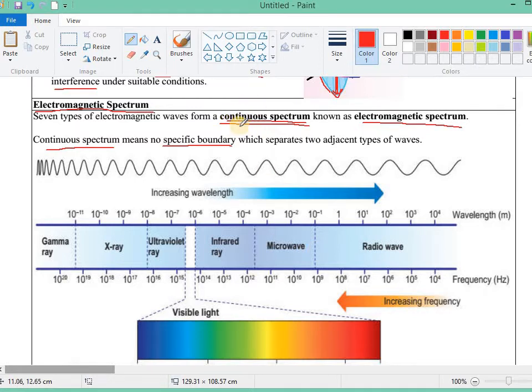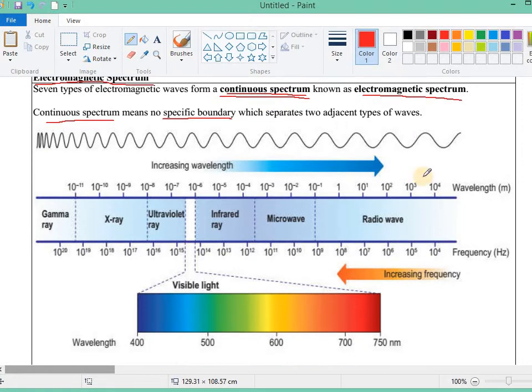So that is what it means by continuous spectrum, and continuous spectrum also means that it can be any frequency and any wavelength. That means there are infinite decimals for the frequency and for the wavelength. The frequency can be 100.1 hertz or 100.11 hertz or 100.111111111111 hertz. So that is what we call continuous spectrum.